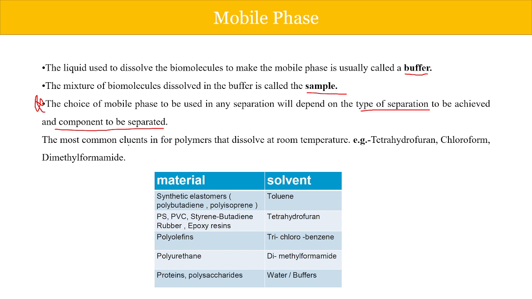So mostly the common eluents seen for polymers that dissolve at room temperature are tetrahydrofuran, chloroform, and dimethylformamide. These are some of the names you can remember, though not that important. If you have synthetic elastomers, then the solvent which can be used is toluene. If your material is made up of polystyrene or PVC, styrene butadiene, rubber, or epoxy resins, then you can use tetrahydrofuran as the solvent. The material is the stationary phase, and your solvent is the mobile phase.